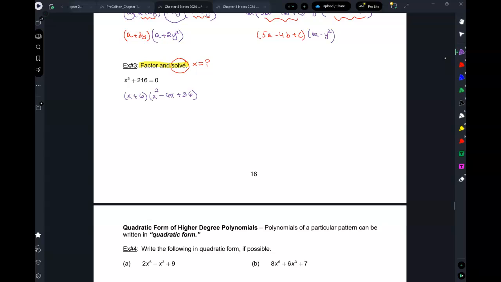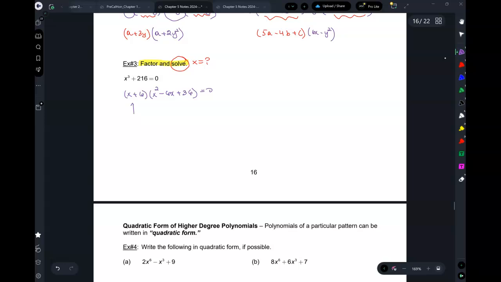Raise your hands if you guys have questions. So here's what we do. We're okay with this step? So here, x equals negative 6. Okay, can we factor this?